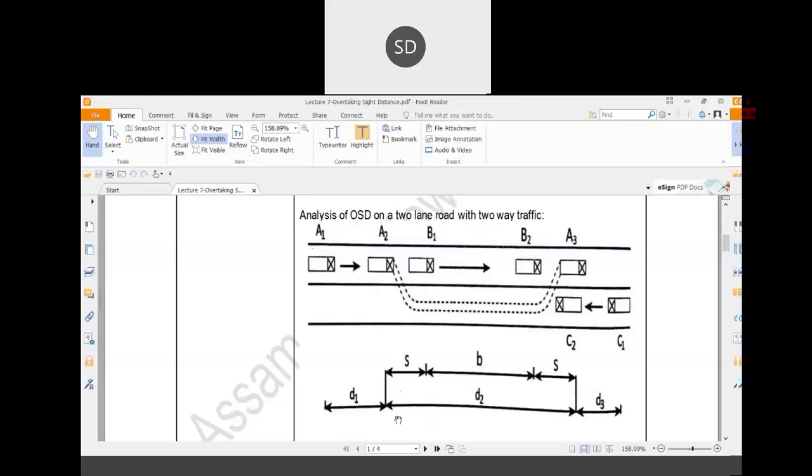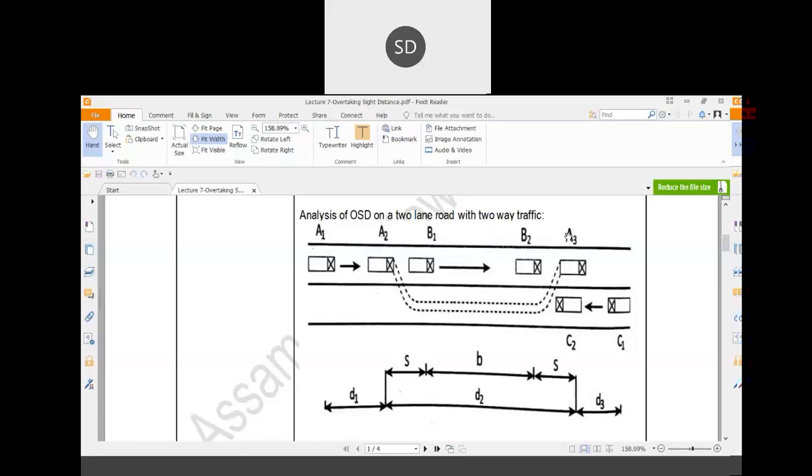So, if your actual overtaking operation, that is from position A2 to A3, takes capital T seconds, in that case, within that overtaking operation, what will happen? Initially, your position was A2. If the total distance is D2, then initially your position was A2, and after that you have reached A3 by accelerating your vehicle.